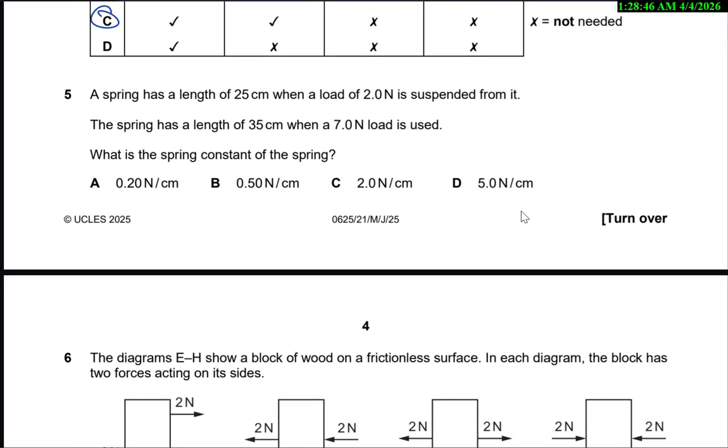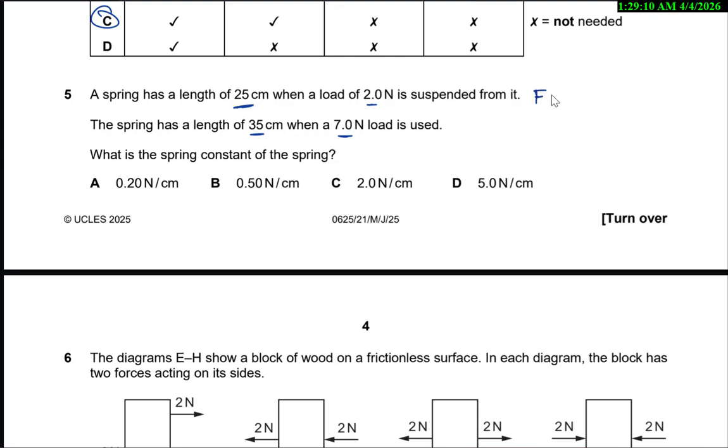Question number 5. A spring has a length of 25 centimeters. So this is original length of the spring, 25. When a load of 2 Newton is suspended from it, the spring has a length of 35 centimeter when a 7 Newton load is used. What is the spring constant of the spring? So we have to find spring constant.